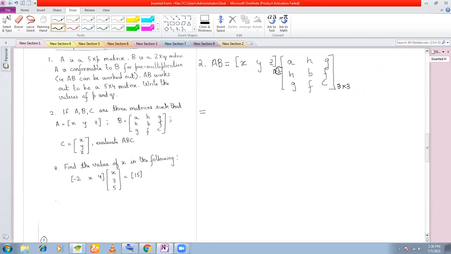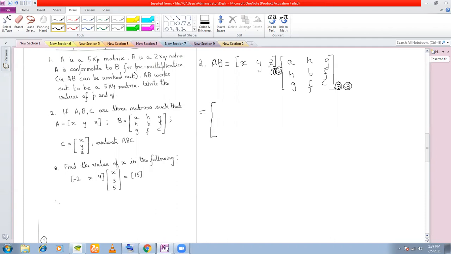Number of columns of this matrix is 3. Number of rows of this matrix is 3. So it can be multiplied. They are equal. And what is the resulting order that you will get? What should be the order of AB? It should be 1 by 3, right? So let's multiply these two.